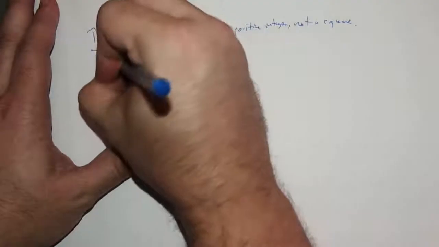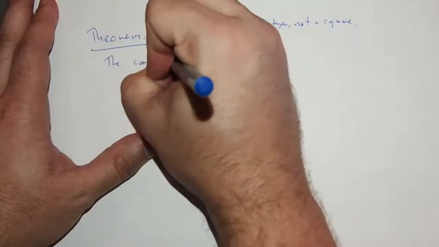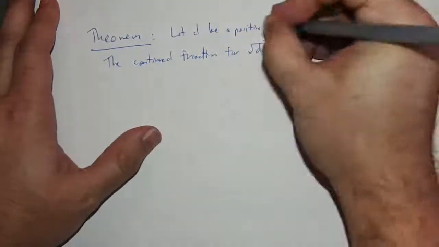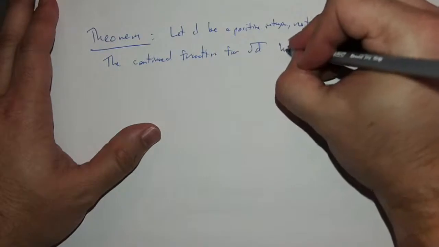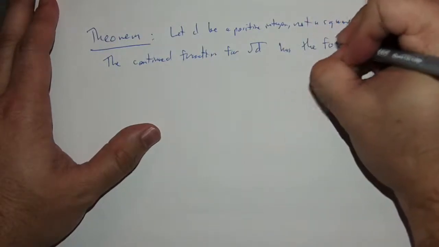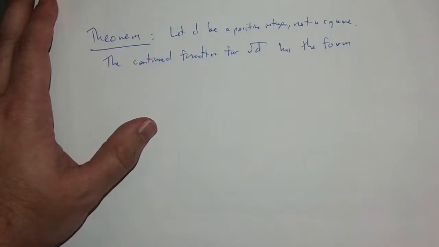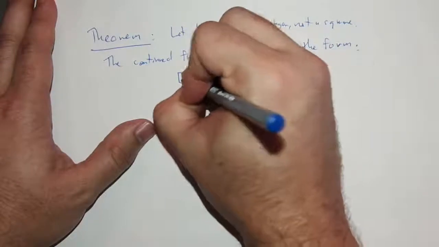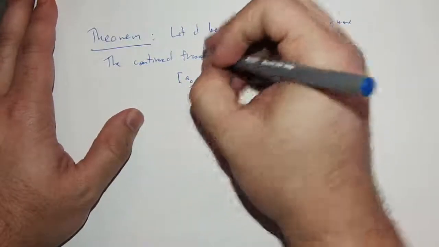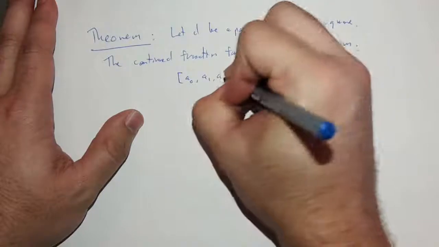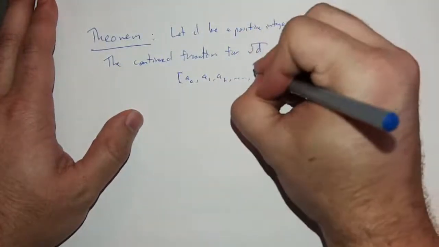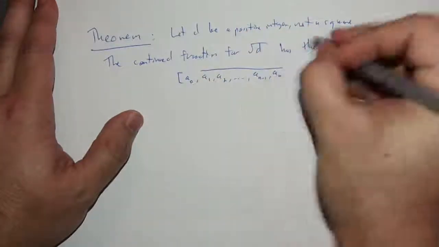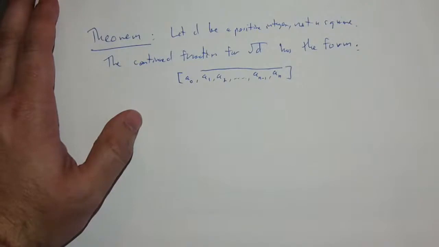The continued fraction for square root of d has the form, this is always true. I won't prove this immediately, but it has the form a naught and then a periodic part: a sub 1, a sub 2, and so on, all the way out to a sub n minus 1, a sub n. This is the periodic part. This is always guaranteed.